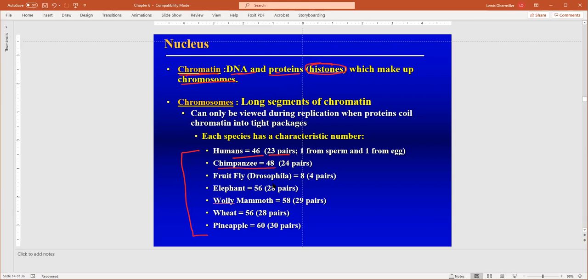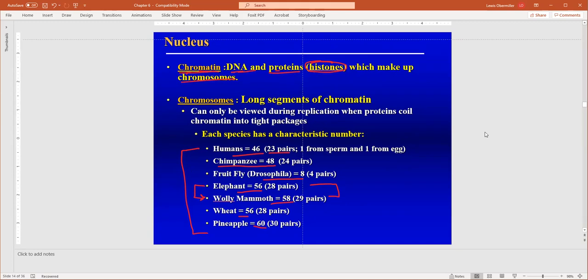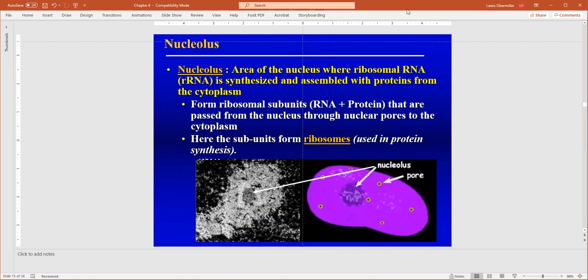Chimpanzees have 48. Fruit flies have 8. Elephants 56. Woolly mammoths 58. We talked a little bit about how we can clone woolly mammoths and elephants, or at least some Japanese scientists are trying to do that. There may be a technical issue because we have different numbers of chromosomes. And then, pineapple has 60. So the point of this is just because you have more chromosomes doesn't mean that you're a more complex organism. I like to think I can outthink a pineapple.